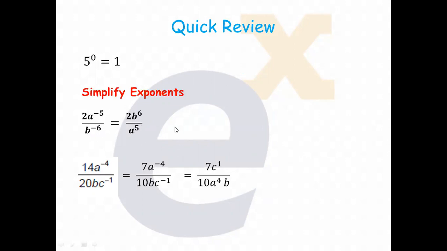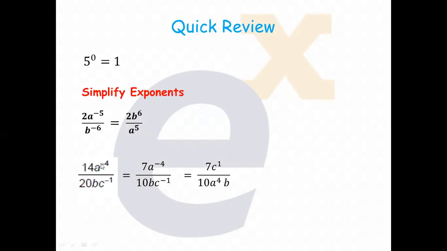Now, one thing that I forgot to tell you in yesterday's video: what if you have numbers like this? What if you have digits with the exponents? For example, here we did not have any digits, so it was not a problem. But here we have 14 and 20. As you can see, the question says simplify. So wherever possible, you need to simplify them. As you know, we can simplify 14 and 20 by 2. So that will give us 7 and 10.